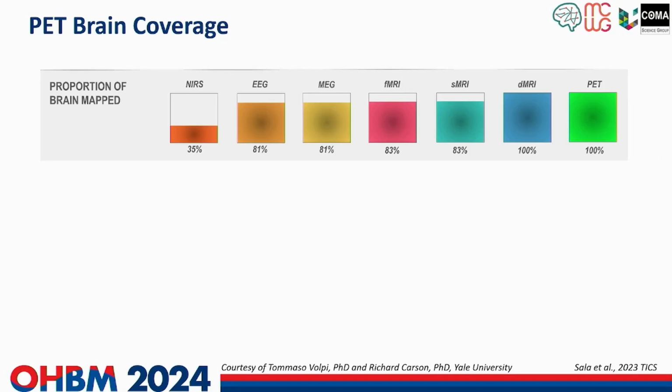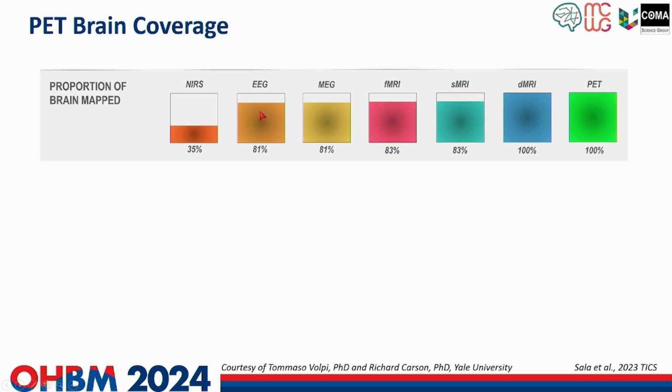Another point I would like to make is that with PET, you can map essentially the whole brain. In theory, you can do it also with fMRI, for example, but normally in acquisitions, you don't acquire the full brain. You acquire different slices, but leaving a bit of space between one slice and the other, just to be faster. And with EEG and MEG, you cannot image, for example, the brainstem.